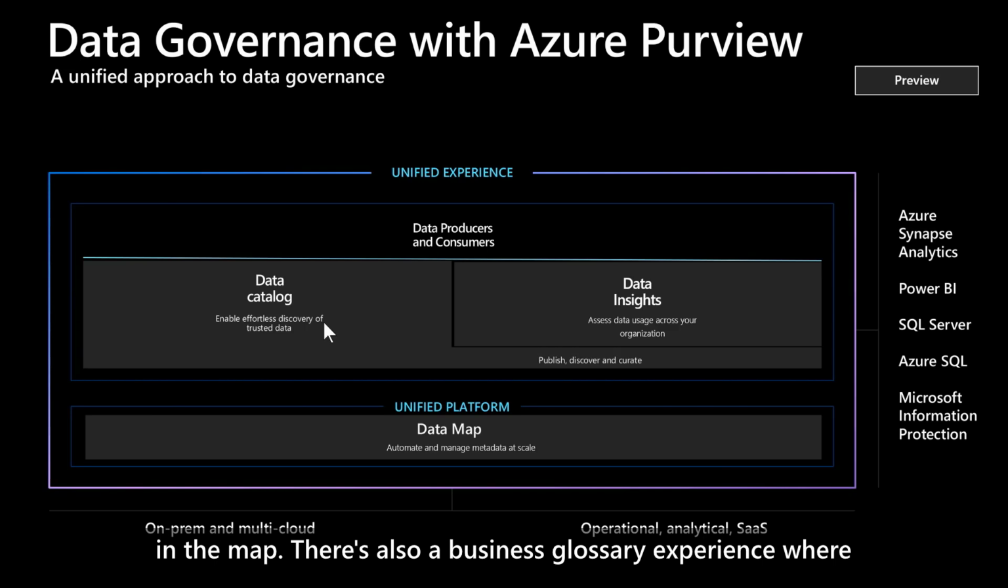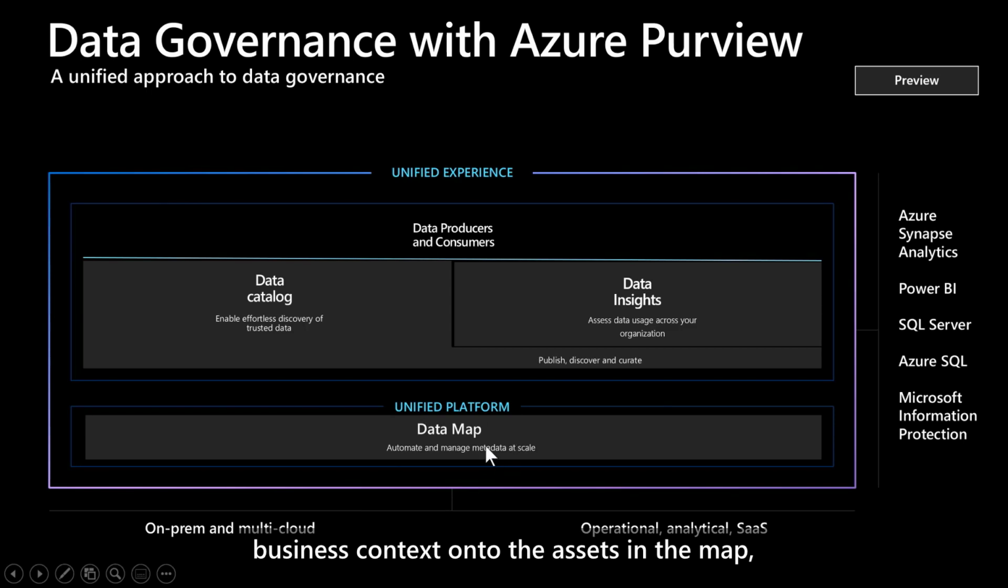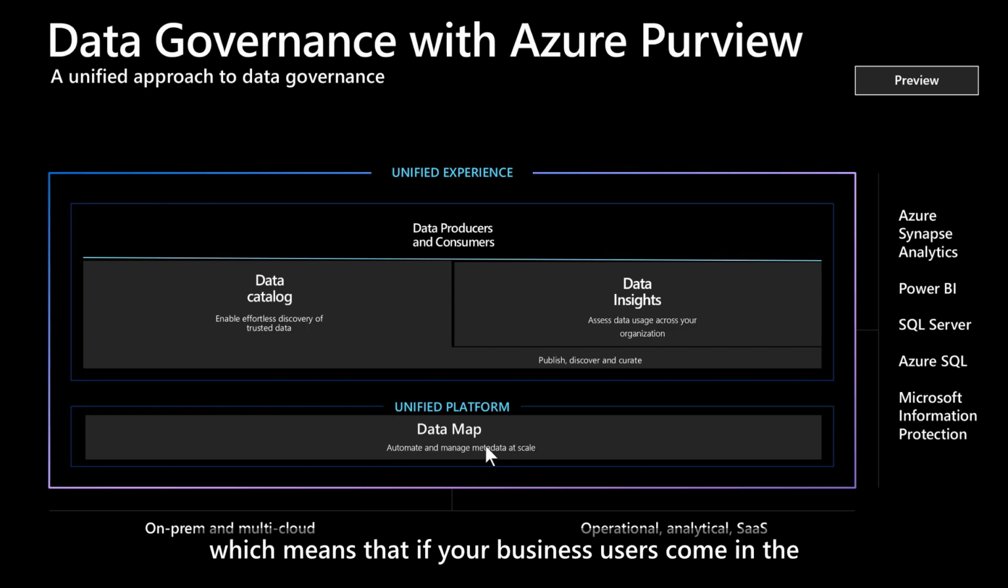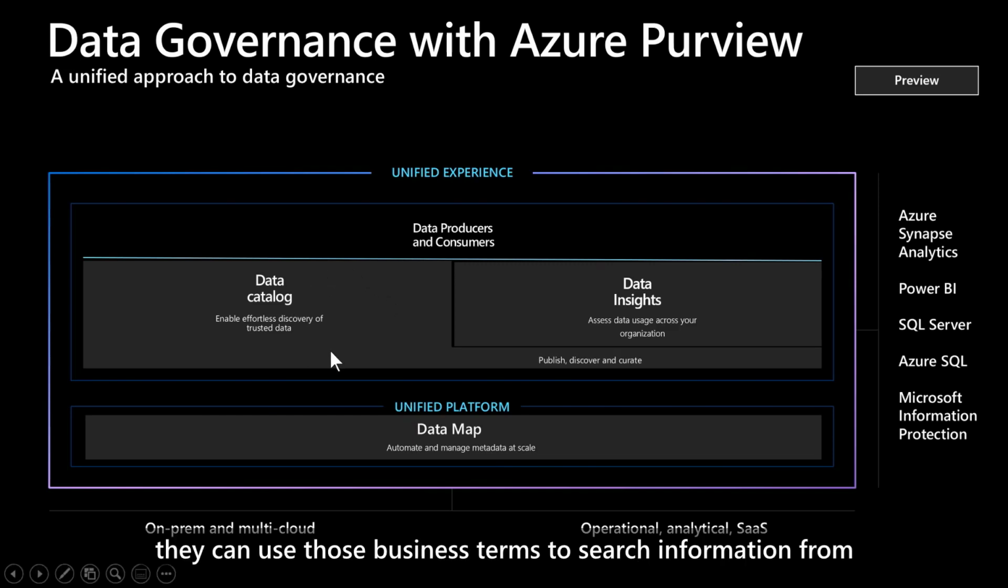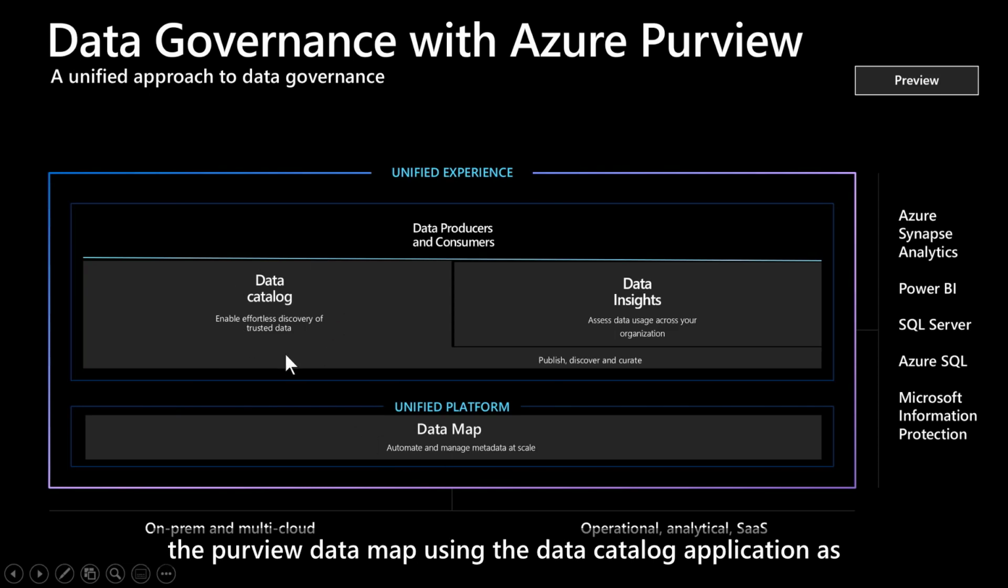There's also a business glossary experience where you can define your business context and then overlay that business context onto the assets in the map, which means that if your business users come and use those business terms, they can use them to search information from the Purview data map using the data catalog application as well.